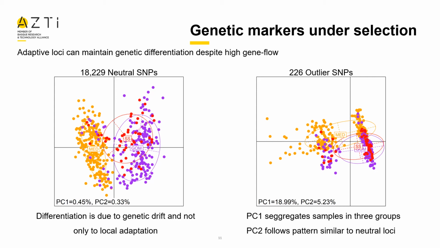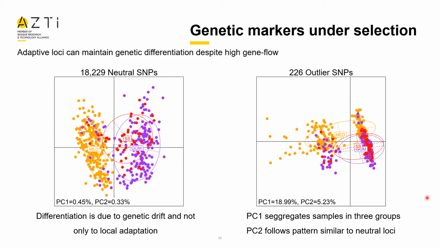Genetic analysis including only neutral markers displayed the same genetic differentiation pattern, which means that differentiation is not only driven by local adaptation. On the other hand, outlier markers group samples in three different clusters along the principal component 1 or x-axis. Along the y-axis instead, we can observe a structuring pattern similar to that observed when using all the SNPs.